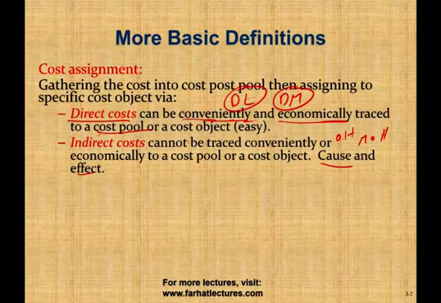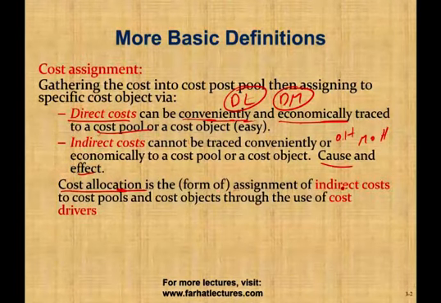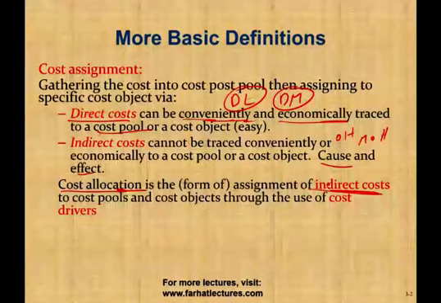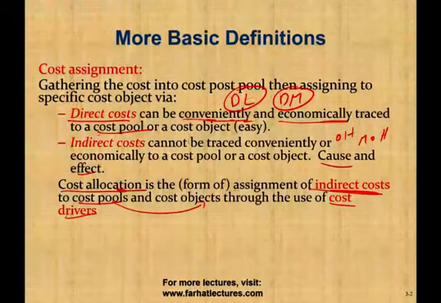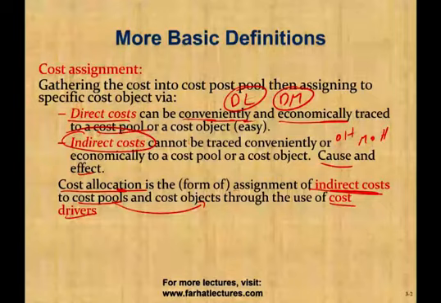Therefore, this is where we need to put a lot of effort as cost accountants. For the indirect cost, we need to allocate it. So cost allocation is a form of cost assignment actually, but it deals with indirect cost to a cost pool, then the cost object, through something called the cost driver. So we'll try to find something that drives the indirect cost. What is driving the indirect cost? It could be indirect labor. It could be electricity. The more electricity we use, the more cost we incur. Therefore, we need to find some cost driver.